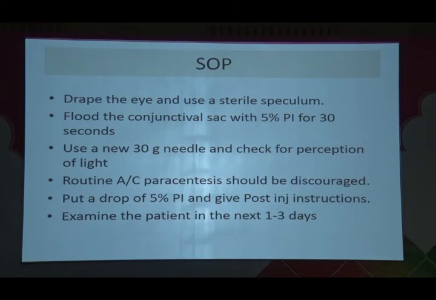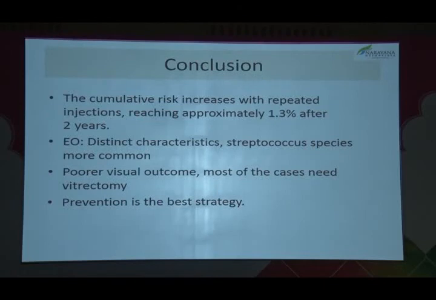And then put a drop of 5% povidone iodine and always see the patient within the next 1 to 3 days. If you're not able to see, at least tell the symptoms of the inflammation or the post-op endophthalmitis. So to conclude, the cumulative risk increases with repeated injections, reaching approximately 1.3% after 2 years.